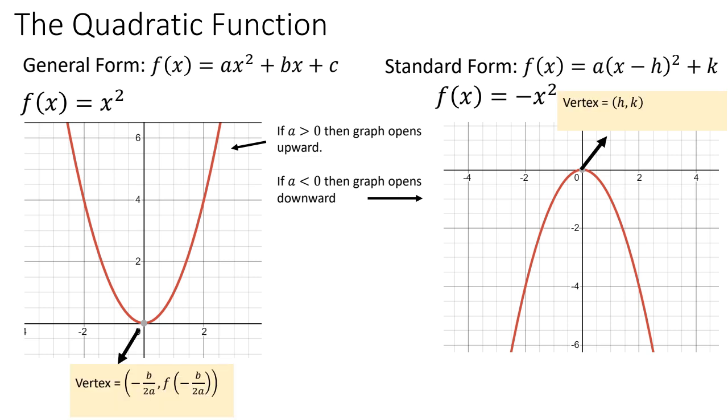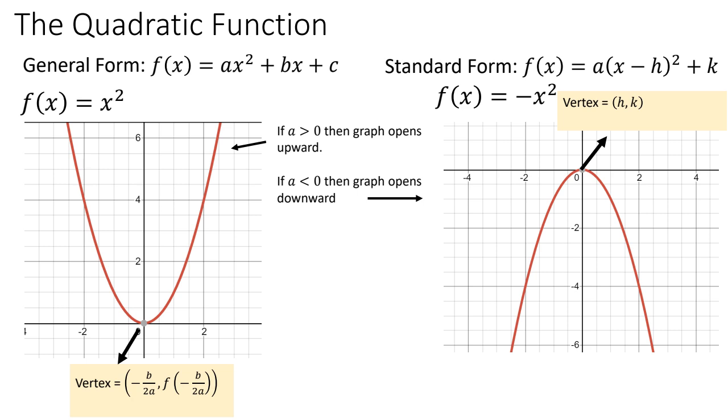This point here is called my vertex, and if it's in standard form, it's easy to see. It's h and k. Now, your book also gives you a formula to find the vertex. In case they're not giving it to you in standard form and they give you the equation in general form, you would use this formula to find the vertex. The vertex can be found by getting negative b divided by 2a. That will give you your x value. To get your y value, you just take this answer and plug it back into the function.